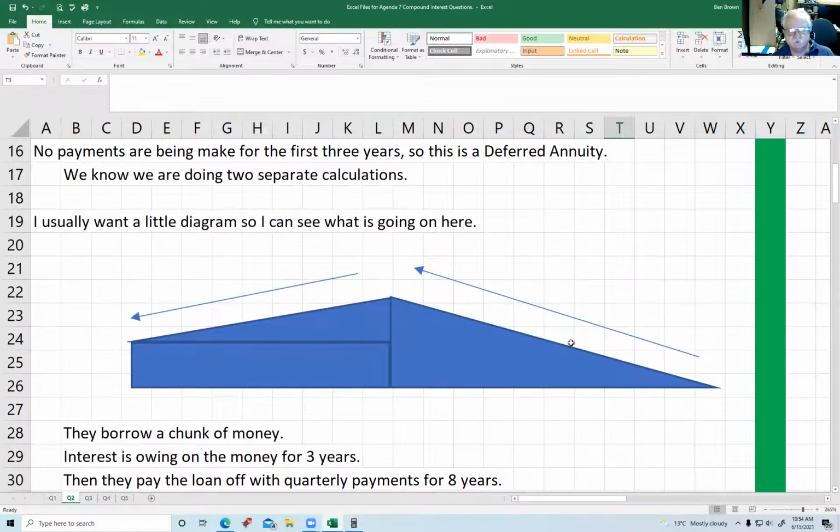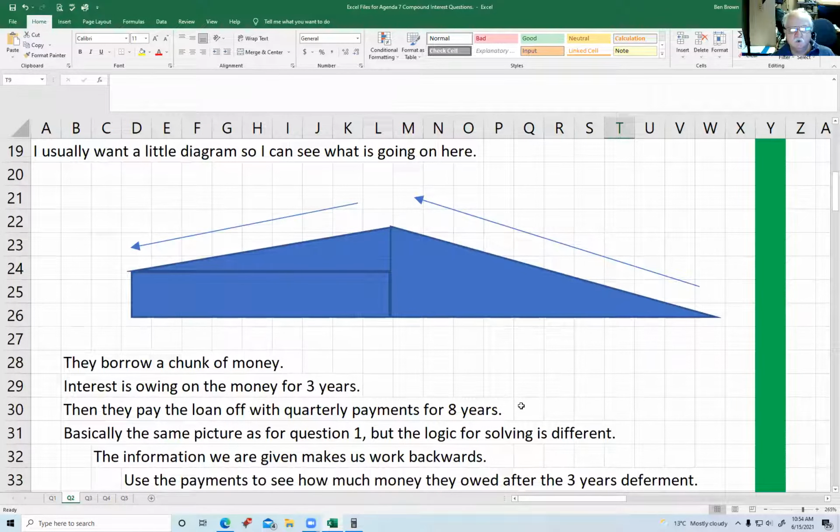The diagram here looks very similar to the diagram we had previously. The only difference is the logic of our calculation will be working differently, because they've given us enough information to solve the second time period and figure out how much money had to be here. And then we have to work backwards to figure out what the present value was. So this is sort of opposite from what we were doing last time, although the shape of the diagram is exactly the same.